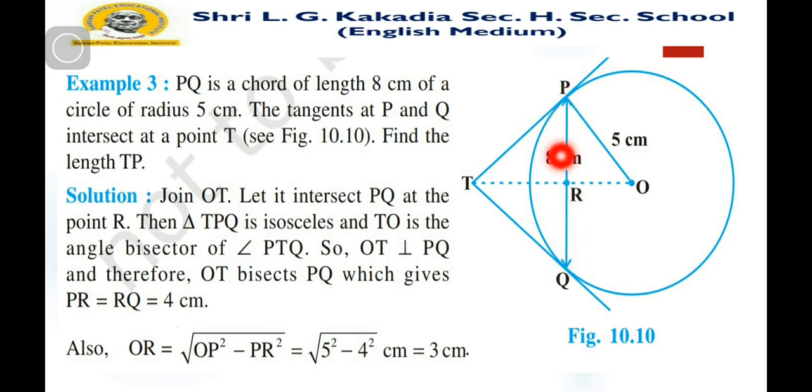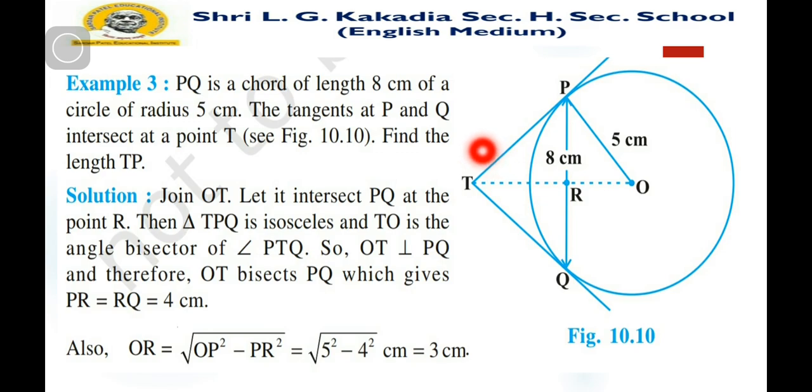PQ is a chord of the circle with radius 5 cm. The tangents at P and Q: if we take any point outside this circle, then we can draw two tangents, which intersect at a point T. Find the length TP. We want to find this TP.